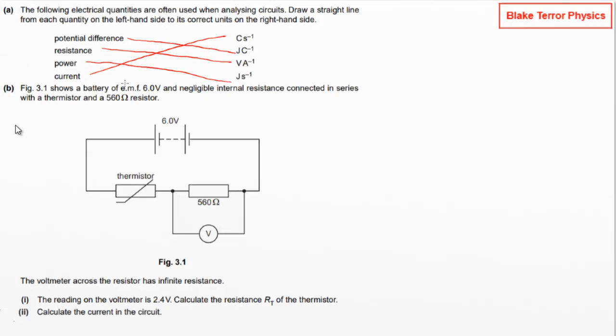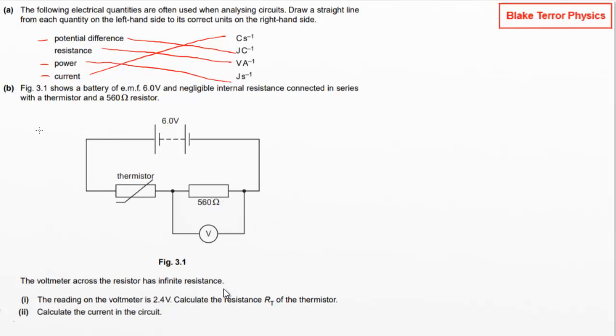So at least three of those you want to be thinking about much more conceptually than just the units. Every time you're coming across potential difference, power or current, you want to be thinking in these terms. Joules per coulomb, coulombs per second, joules per second, that sort of thing.